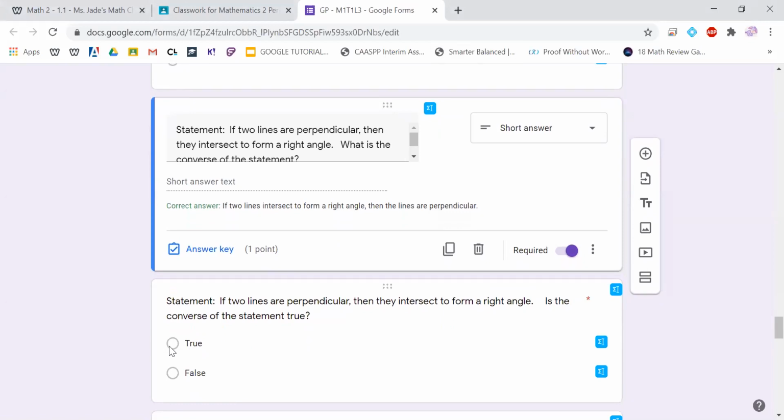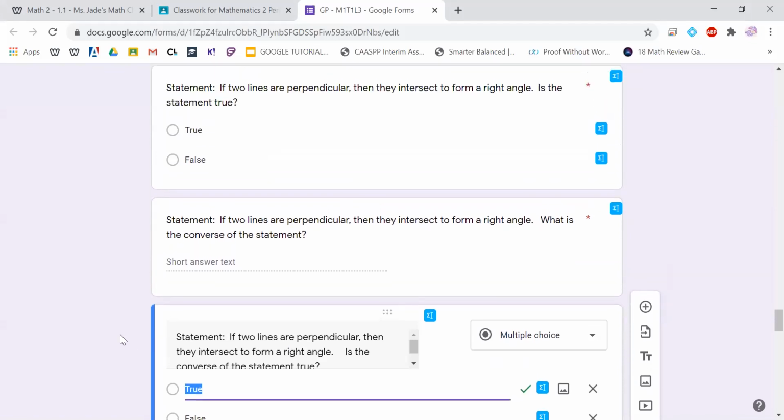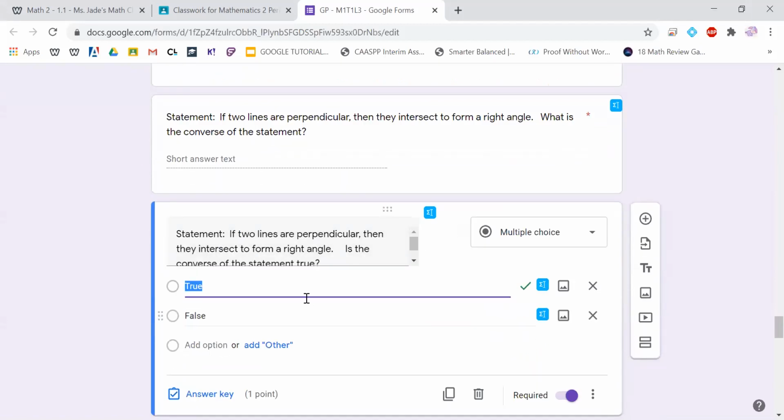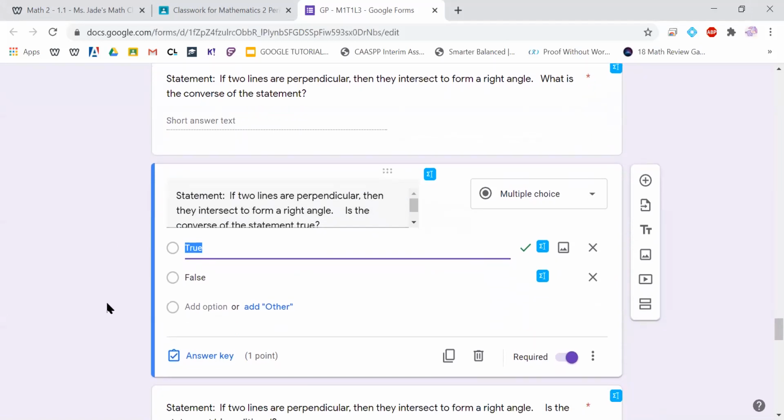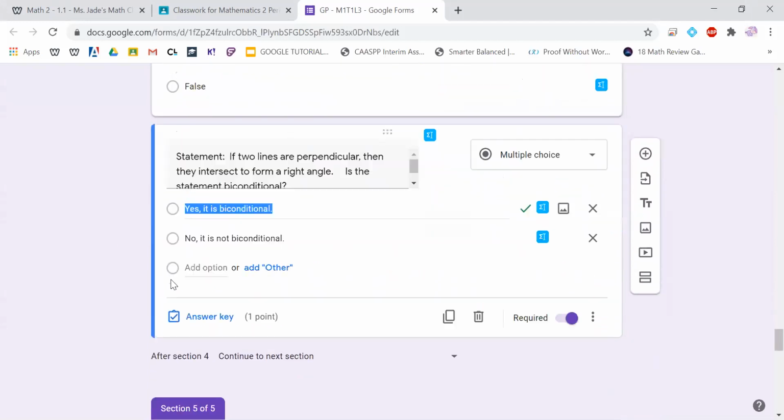So when we ask, is this converse true? Yes, the converse is true. So we have that our original statement was true. We wrote out our converse and we said our converse was true. So we got true and true. Is this biconditional? Yes, biconditional. And you can see biconditional is checked off as the right answer. It is biconditional because our original statement was true and our converse was true.